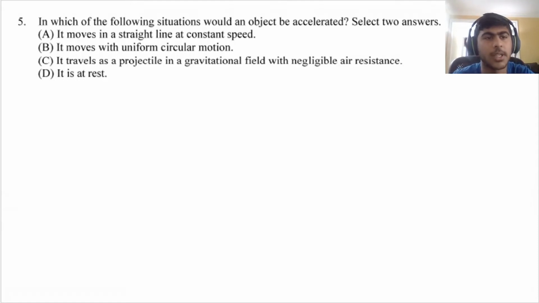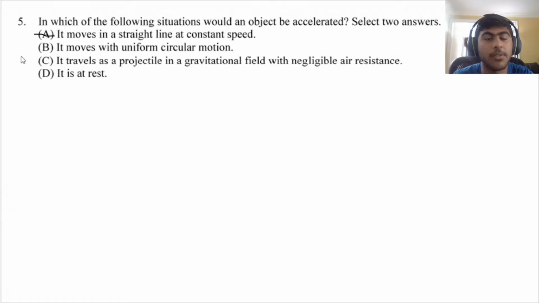So let's think about what accelerated means. Accelerated means a change in velocity. And velocity is a vector. It's a speed and it's a direction. So an acceleration would mean a change in the magnitude of that speed or a change in the direction of that speed. Now, a straight line at constant speed, that is not what we are looking for, right?